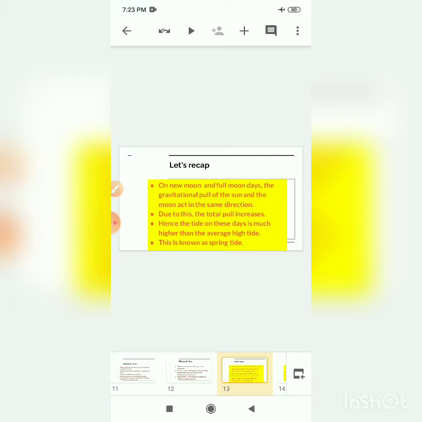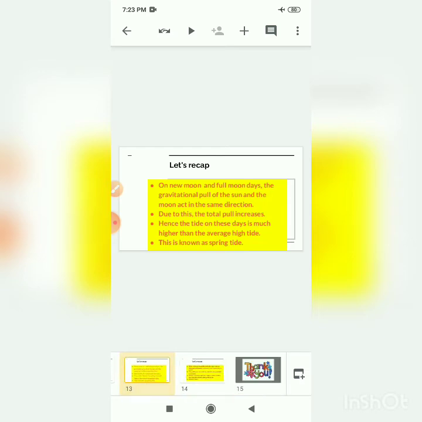On the new moon and the full moon days, the gravitational pull of the sun and the moon act in the same direction. Due to this, the total pull increases. Hence, the tide on these days is much higher than the average high tide. So this is what is called a spring tide.